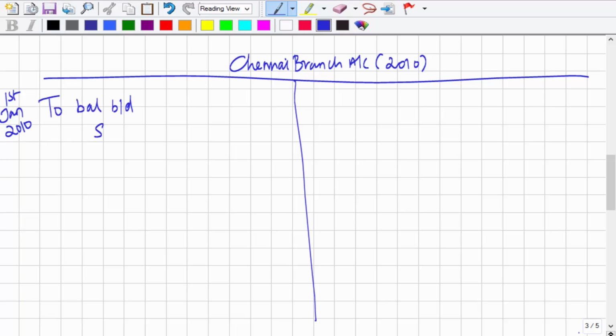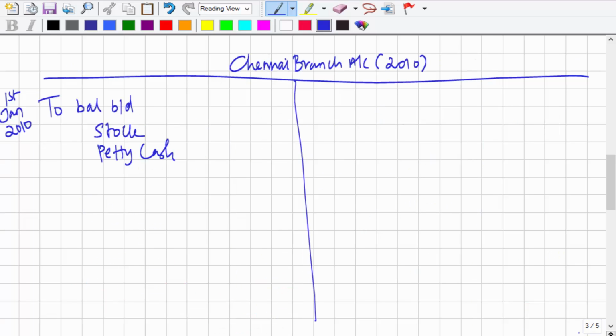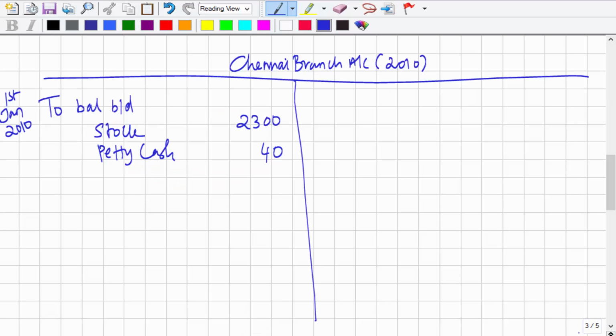One is with regard to stock, the other one is with regard to petty cash. What is the value of stock? The value of stock is 2,300, and petty cash is 40. Fine. Any other items related to 2010? Yes, we have goods sent to Chennai branch, it is 45,000. So here we'll write to goods sent to branch, and that is 45,000.